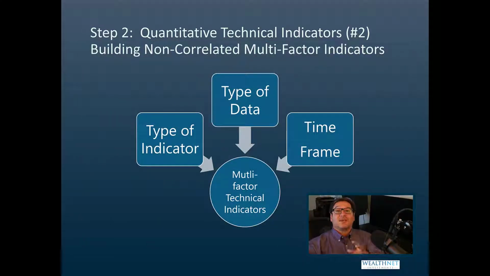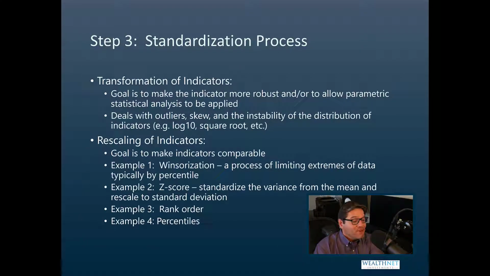The standardization process is step 3, and this is one of my favorite parts, because this is really the secret sauce to help us talk to each other in our processes. That starts off with a couple of different processes. One is to transform your indicators. Sometimes we need them to be normally distributed so that we can apply parametric statistics to them. Or sometimes we need to deal with outliers and distribution problems, skew, and instability in the results, so that we can have more robust indicators. That's the transformation part of it.